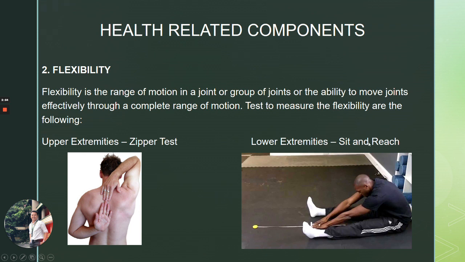Now, in doing the sit and reach, I will be giving you another guide for this one. Kung ilan yung distance ng tape measure, ilan din yung distance ng paa. Okay? So, you will be guided in performing this one.